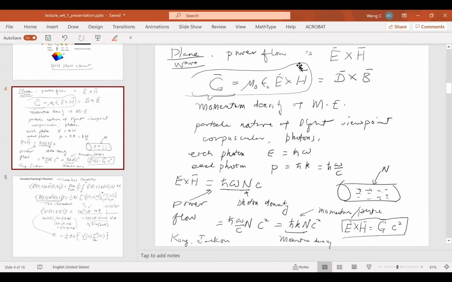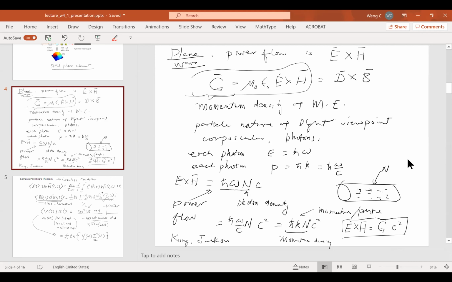So we get this very nice formula for momentum density. The derivation in most textbooks is very complicated. You can look at Jackson, you can look at Kong, but I'm just giving you a very simple particle picture. Any questions so far?